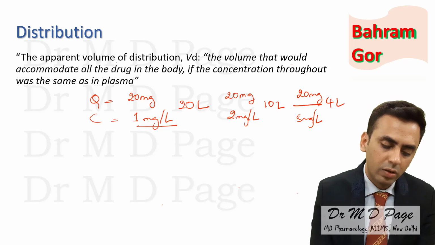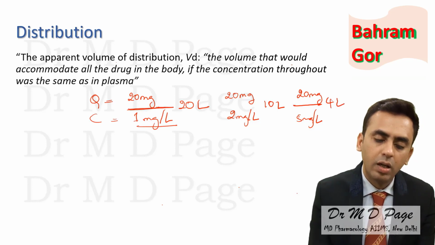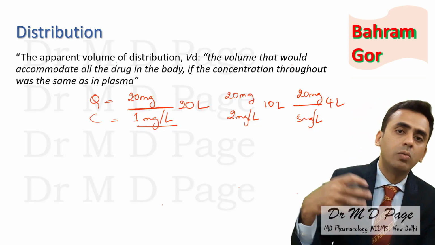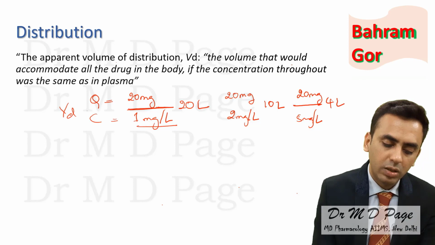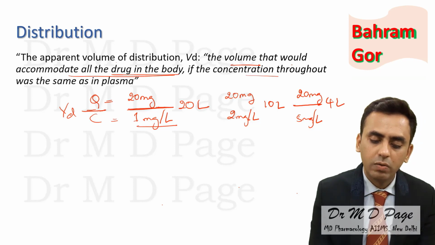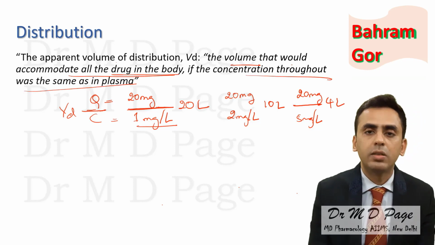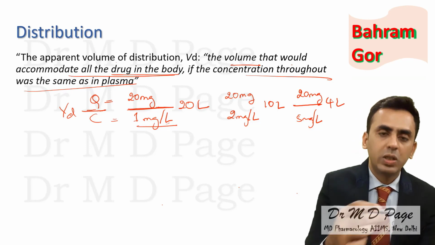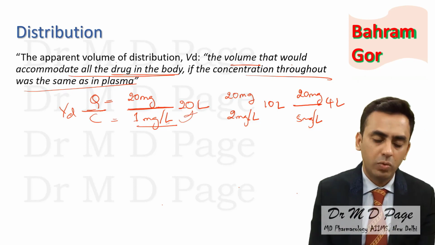So how are you getting all this? Simply, if you divide the drug injected by the plasma concentration, you will get the volume required. So this is nothing but volume of distribution. It is the volume that would accommodate all the drug in the body if the concentration throughout was the same as in the plasma. If the concentration throughout was 1 milligram per liter, how much volume is required is known as volume of distribution.